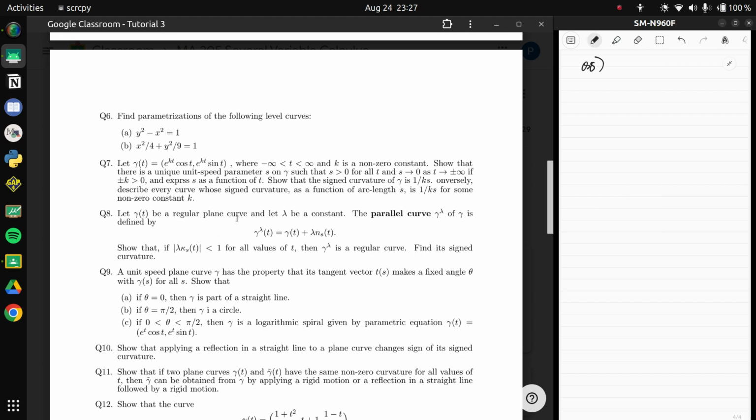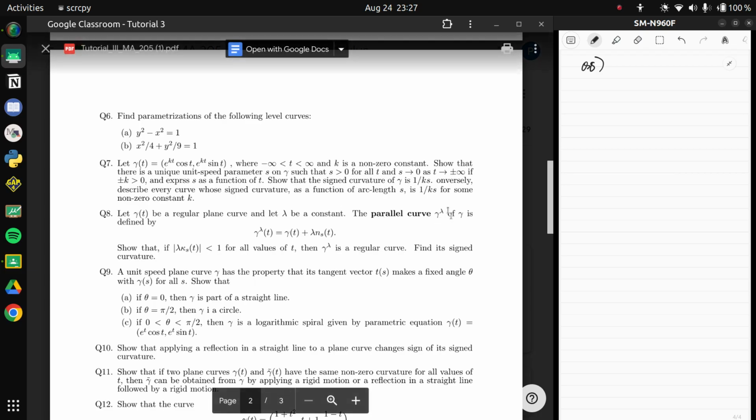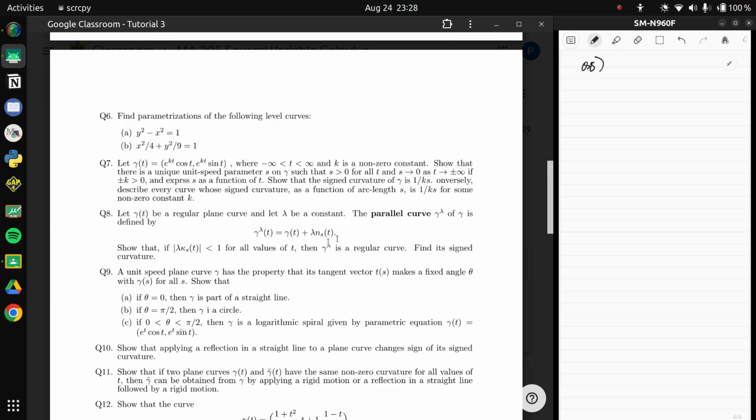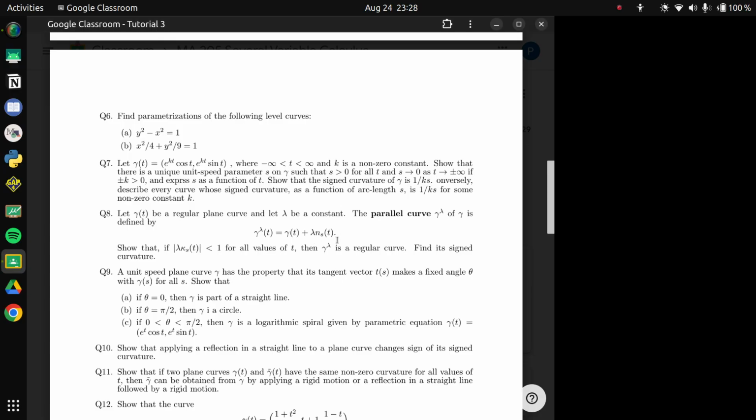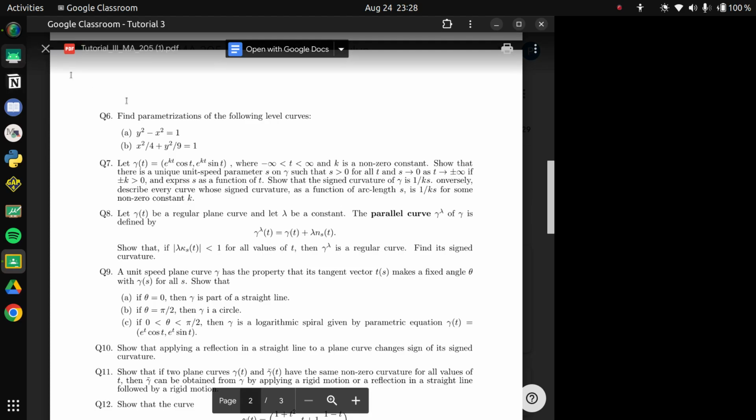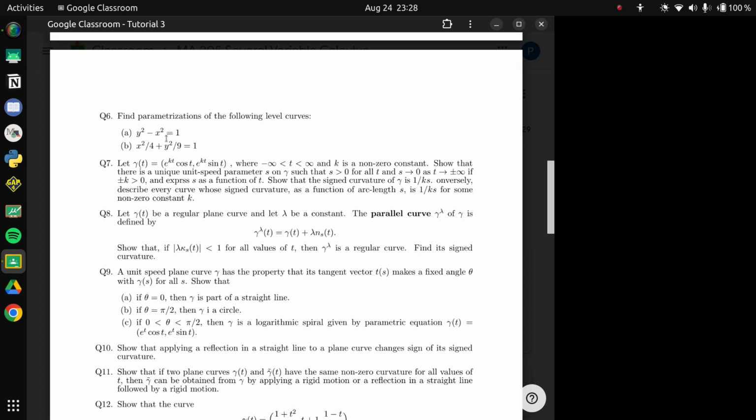let gamma be a regular plane curve and lambda be a constant. The parallel curve gamma power lambda, what does that even mean? Lambda be a constant, doesn't matter, it's just something. So it's gamma of t plus lambda times N of t. What is an N of t? The normal vector, right?